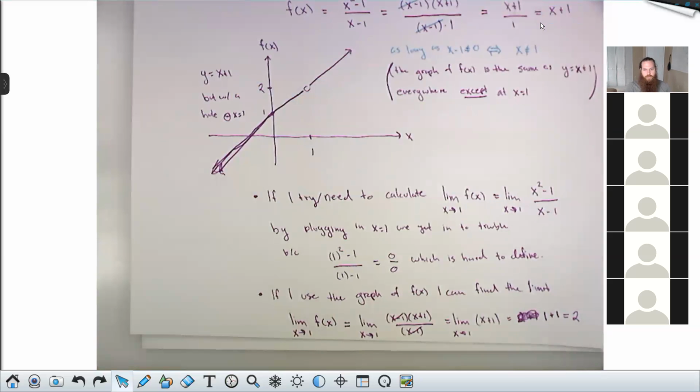So I'll give you a second to digest this. How did we know that the y value of that hole was 2? Well, I was thinking about y equals x plus 1, because that's the graph that this thing looks like everywhere except right at that point.